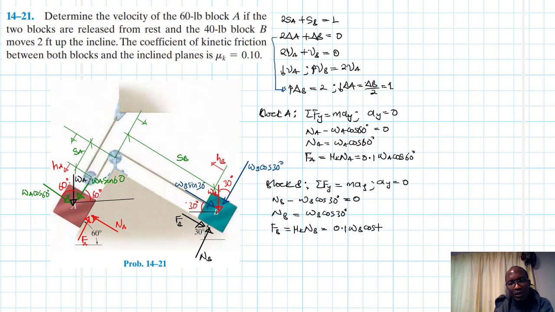WB cos 30. So we have all the information that we need, and then the initial kinetic energy, plus the total work from point 1 to point 2, is equal to the final kinetic energy. Right? So this is being released from rest, therefore this is 0.